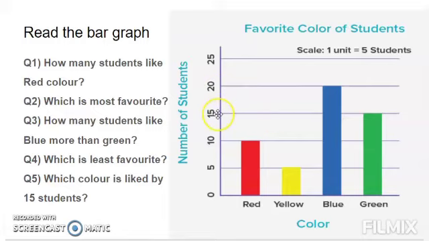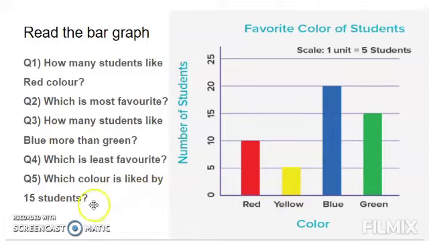So 20 minus 15, answer is 5 children like blue color more than the green color. Next, which is the least favorite? So least favorite means smallest bar is by yellow. So the least favorite color is yellow.